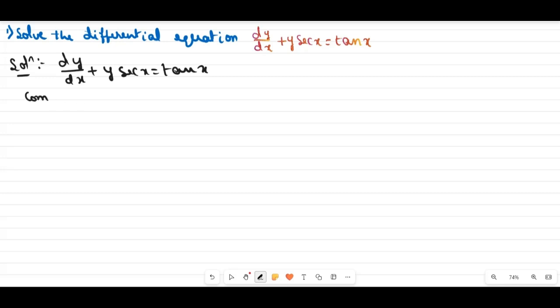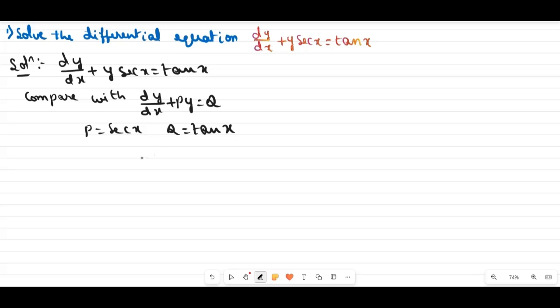Let me compare with dy by dx plus Py is equal to Q. So in the place of P we have secant x, and in the place of Q we have tan x. If you have got the P and Q values, then we should find the integrating factor, IF. There is a formula to find the integrating factor.